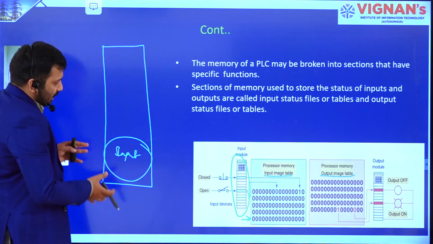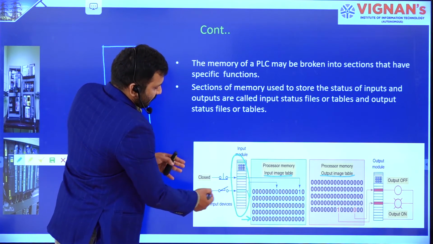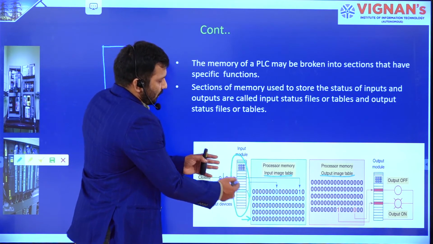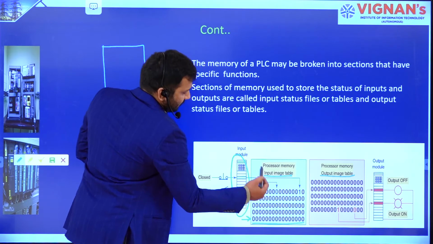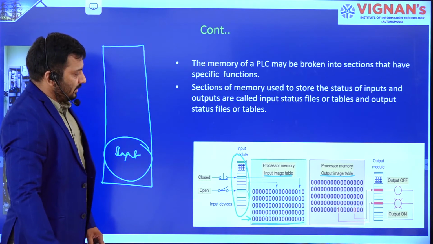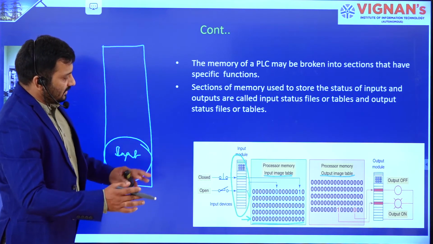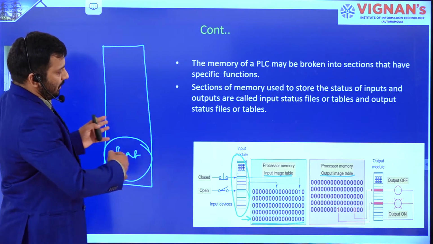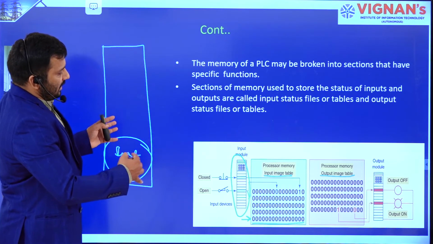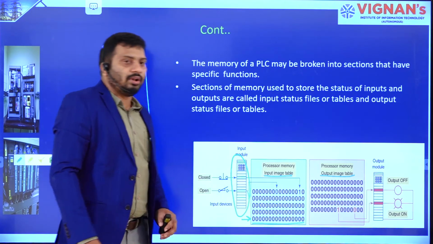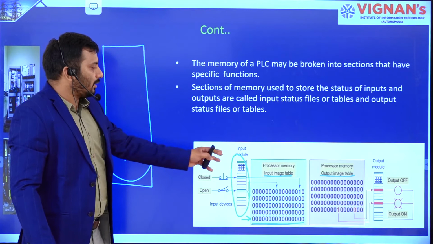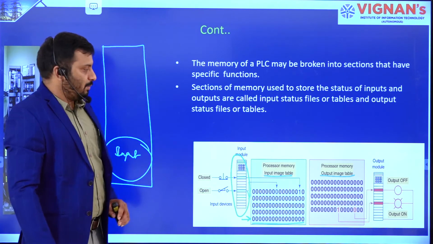Input means the input data getting from the different switches to the input module. From that input module, the data is going to be stored like this. For each scan, 16-bit data coming from the 16 terminals of the input module is going to be stored like this, right? That is going to become the input image table.